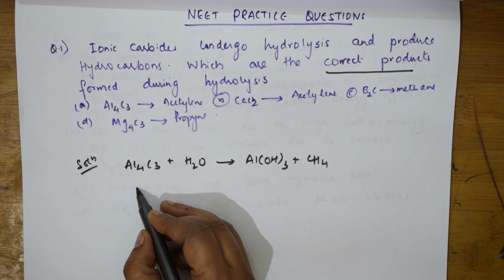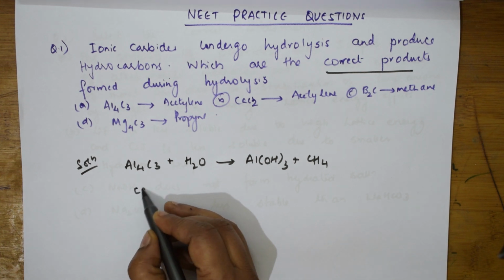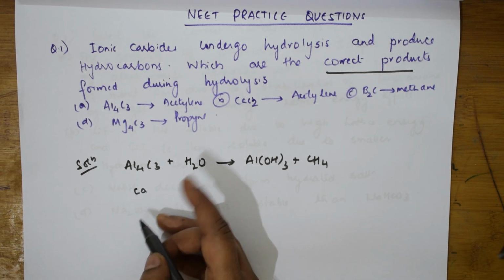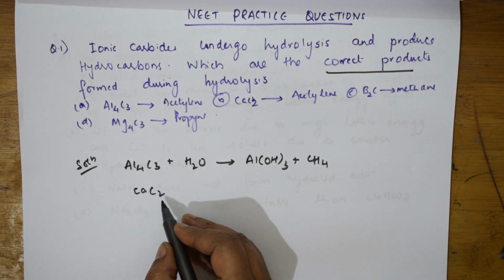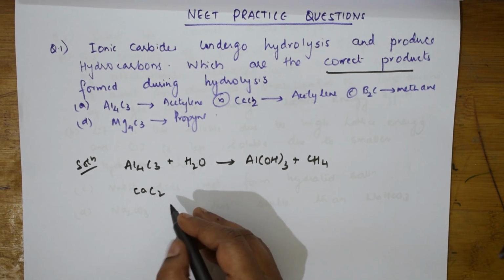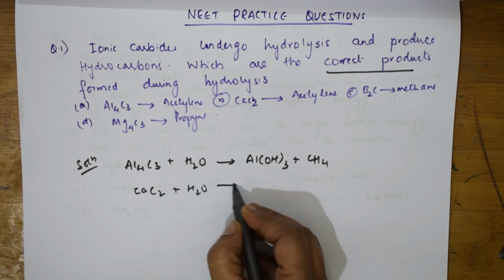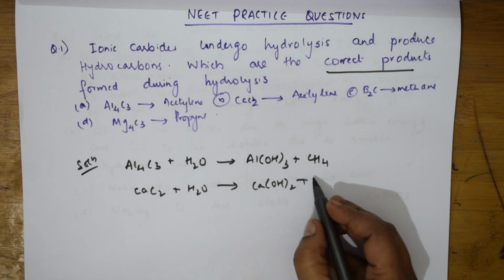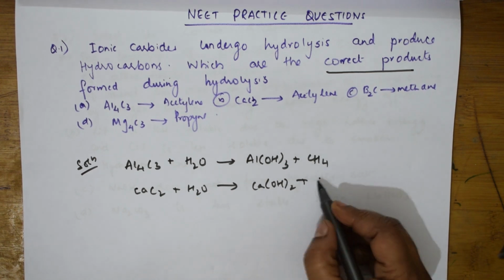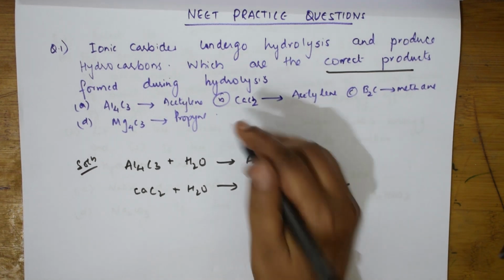So let me write the calcium carbide, CaC2. Calcium carbide combines with water. So what do we get? Calcium hydroxide plus you will get acetylene, C2H2. So this is the correct option.